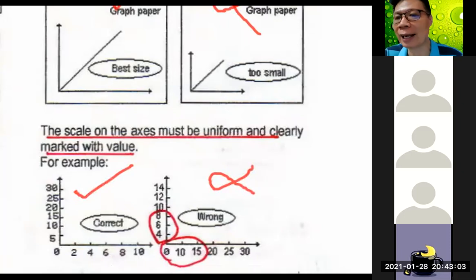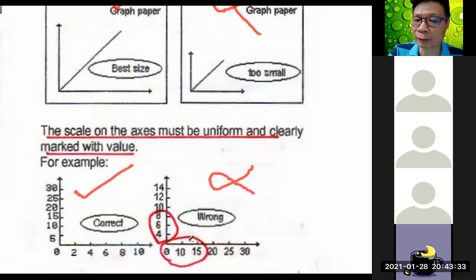Okay, Alia, can you come out, please? Alia, can you tell me why this is wrong? Because the first is 10, then suddenly becomes 15. It should be 10, then 20, not 15. Yes, very good. That means this is not uniform. First one is 10, then after that becomes 5 only.